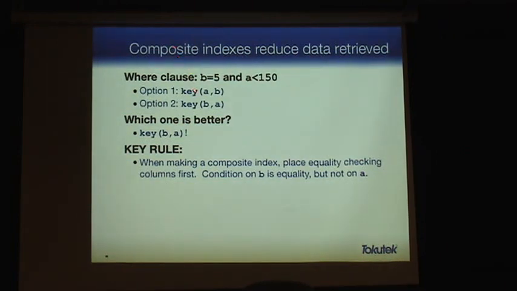We have 2 options for a composite index, A, B, and B, A. Now, which one do we want to pick? This gets to a key rule for making composite indexes. In this case, you want to make the key B, A because the clause on B is an equality clause, and on A, it's not an equality clause. So here's the key rule. When making a composite index, place equality checking columns first. B is equality, A is not. B, A for this query is always going to be better.